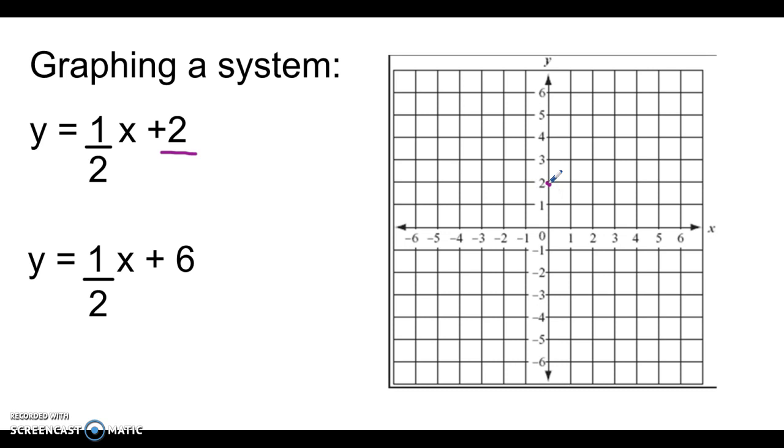Then we'll use our slope to plot more points. So we need to go up 1 space and then to the right 2 spaces. Up 1 and to the right 2. And then to continue the direction of our line to make sure that we have it all on here, we're going to go back to our y-intercept, and now we're going to do the opposite. So we're going to go down 1 and to the left 2. Okay, and we'll connect that with a straight line.